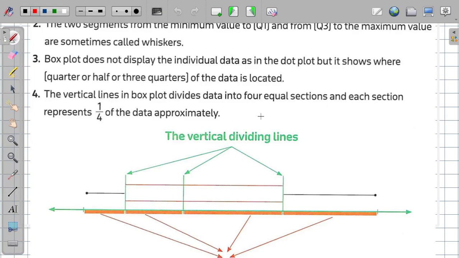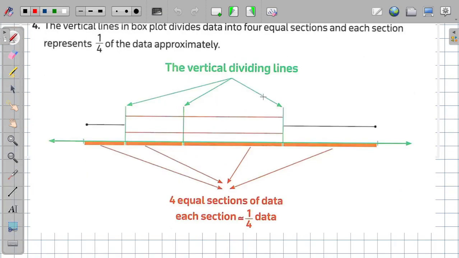And the vertical lines in the box plot divide data into 4 equal sections, and each section represents 1/4 of the data, approximately, not perfectly. So if we have the box plot like this, this is the first quarter, this is the second quarter, this is the third quarter, and this is the fourth quarter. So we have 4 equal sections of data, and each section approximately equals 1/4 of the data.